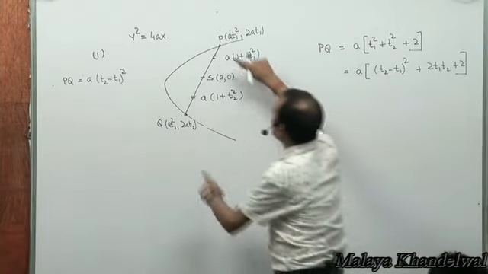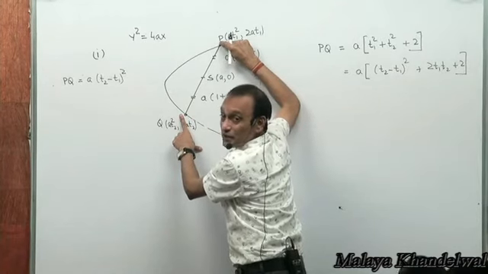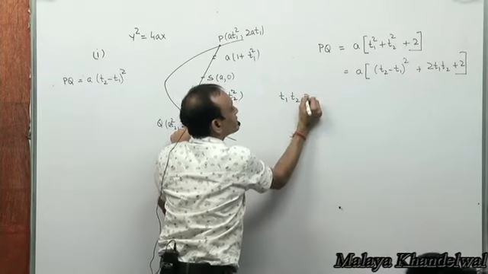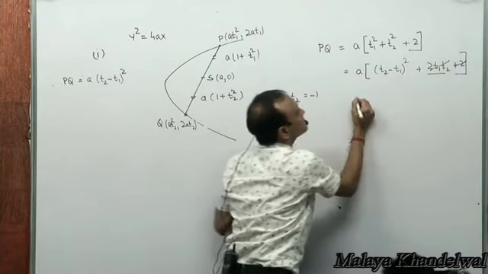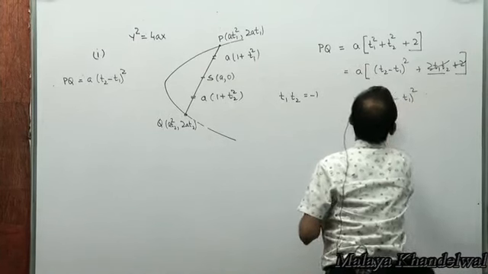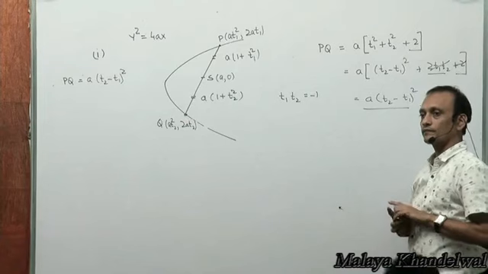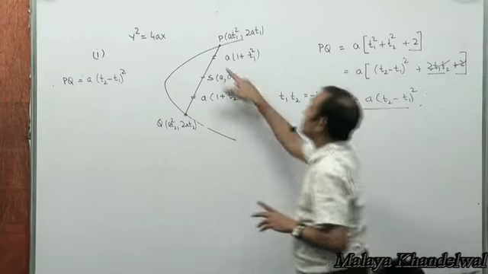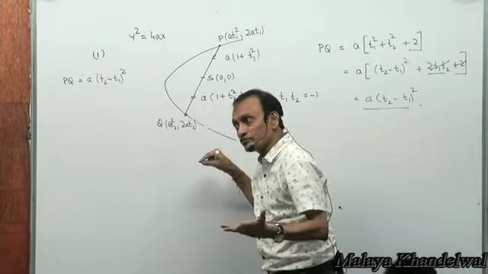Yes or no? Now t1 and t2 are the ends of a focal chord, so t1 into t2 must be minus 1, right? That is a property: t1 t2 is minus 1 for the ends of a focal chord in a standard parabola. So this is minus 2 plus 2, which will get cancelled. That's going to be a into (t2 minus t1) whole squared. The fact that the harmonic mean of the lengths of these segments is the semi-latus rectum, I have proved in the last class, right?